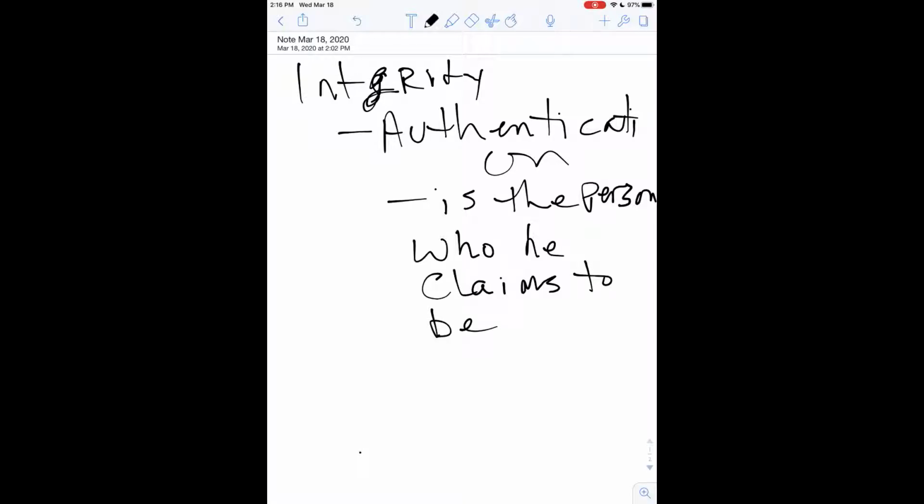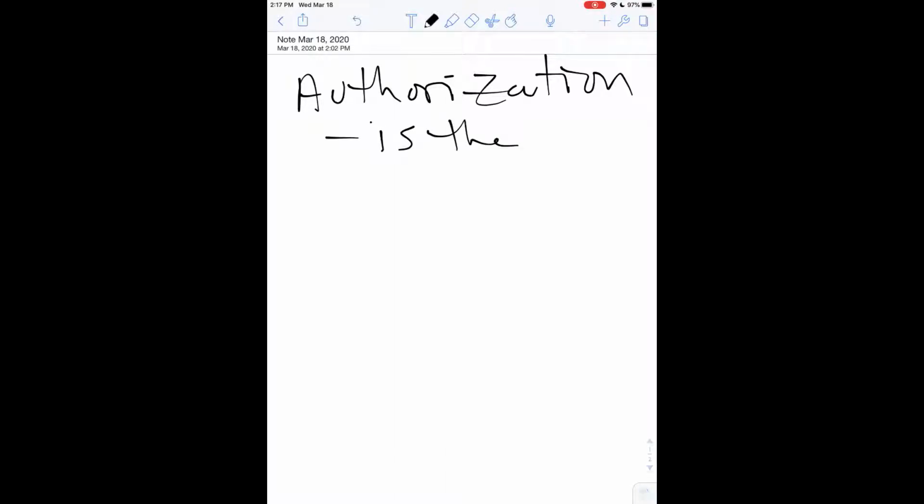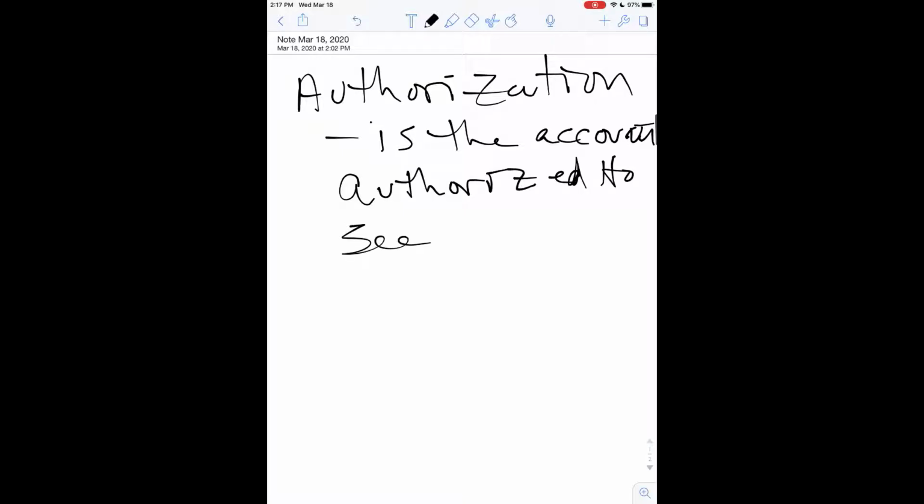The most common form of authentication we use today is username and password authentication, and the last part of integrity is authorization. Within authorization is the question: is the account authorized to see the data, or is it authorized to make those changes?